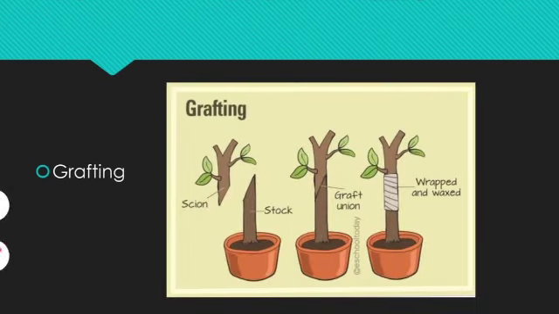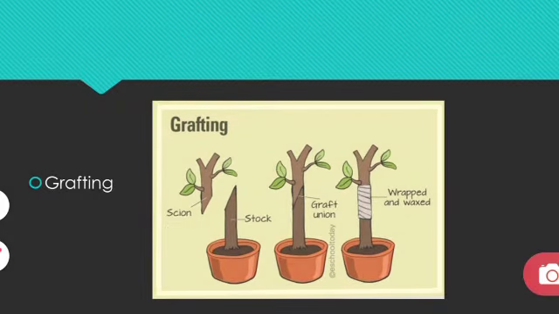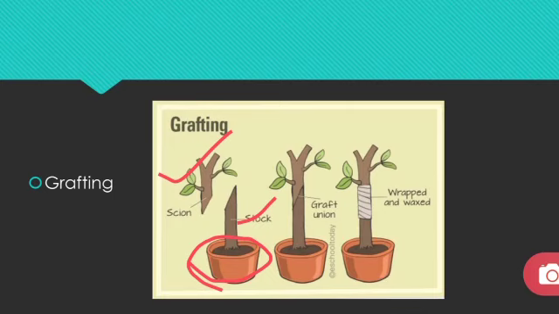Grafting is a method in which there is involvement of two plants, two cut parts of the plants. Here is one cut part of the plant and here is another cut part of the plant. So the plant which is present or anchored inside the soil is known as stock, and the plant which we will be attaching to the stock is known as scion.